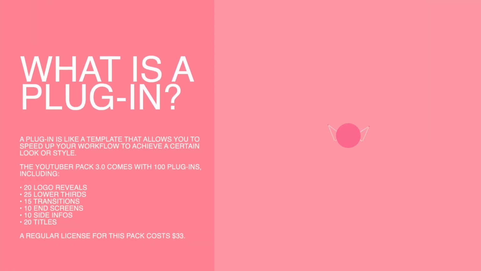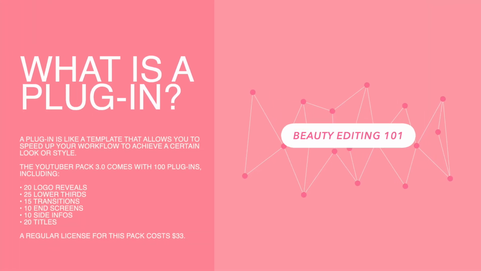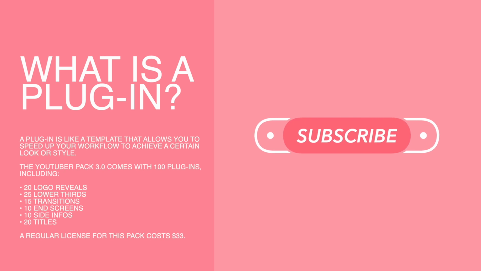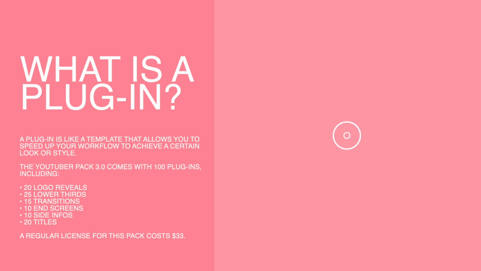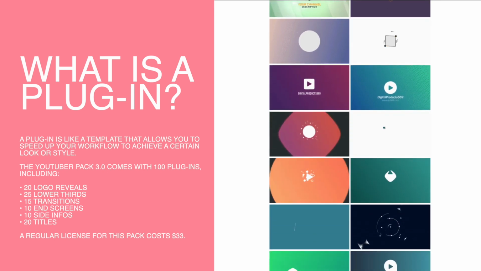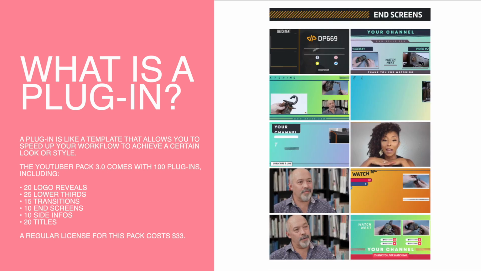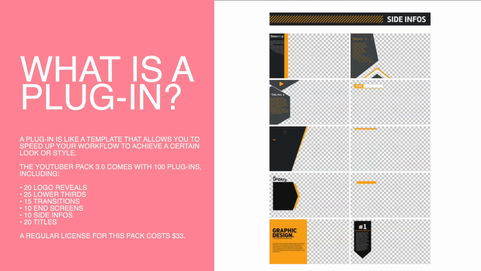Before we begin, you might be wondering, what is a plugin? A plugin is like a template that allows you to speed up your workflow to achieve a certain look or style. The YouTuber Pack 3.0 comes with 100 plugins, including 20 logo reveals, 25 lower thirds, 15 transitions, 10 end screens, 10 side infos, and 20 titles.